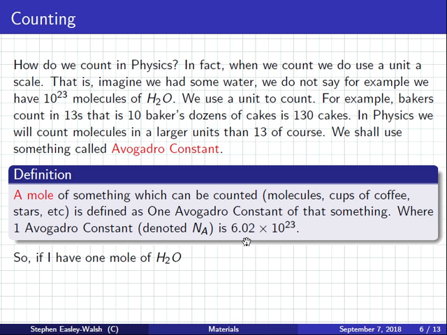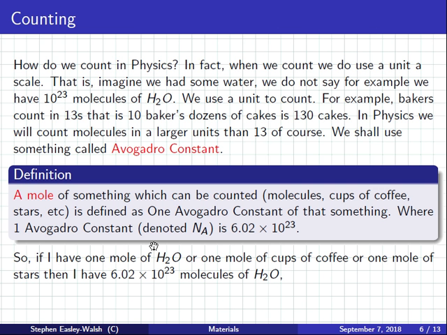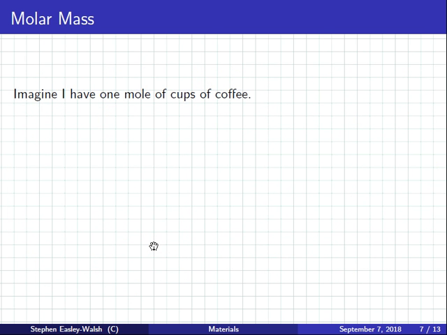So, if I have 1 mole of H2O, or 1 mole of coffee cups, or 1 mole of stars, then I have 6.02 times 10 to the 23 molecules of H2O, or cups of coffee, or stars. It just counts. That's all it does. Imagine I have 1 mole of cups of coffee. That's a lot of coffee, right? 10 to the 23 cups of coffee.